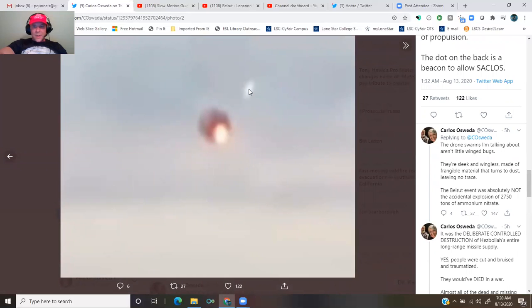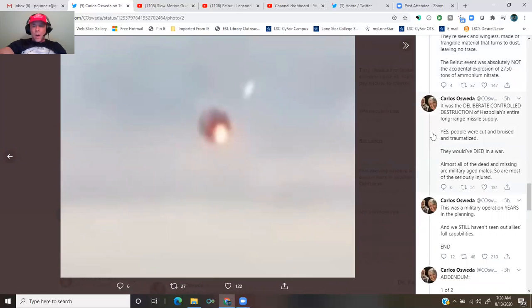Then there's this thing. The drone swarms I'm talking about aren't little winged bugs. They're sleek and wingless, made of frangible material that turns to dust, leaving no trace. The Beirut event was absolutely not the accidental explosion of 2,750 tons of ammonium nitrate. It was the deliberate, controlled destruction of Hezbollah's entire long-range missile supply.